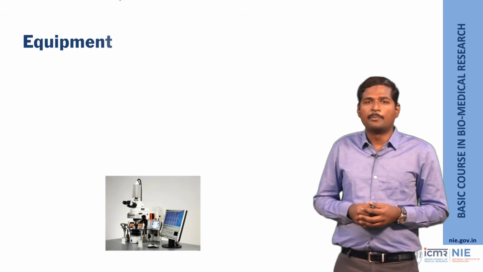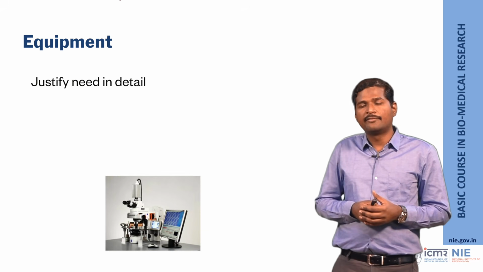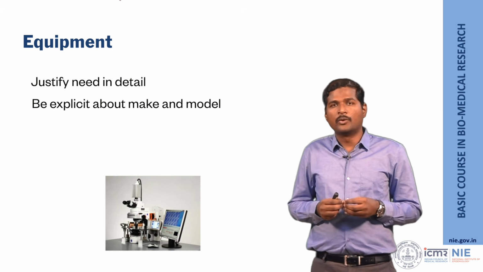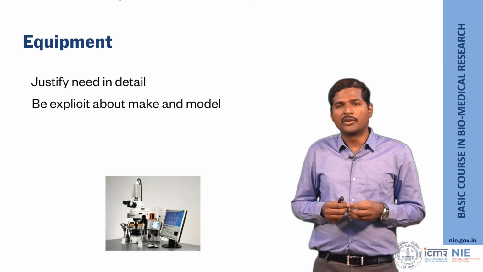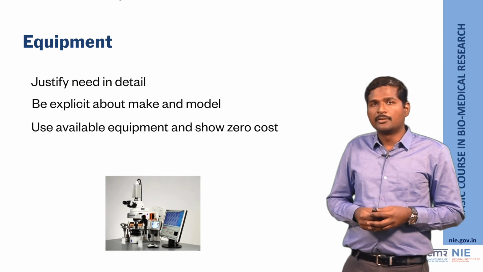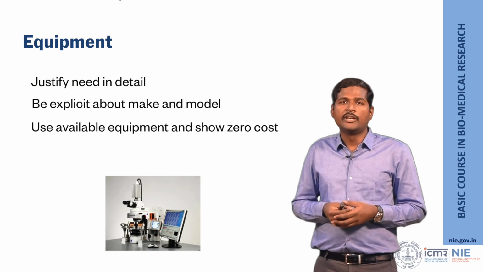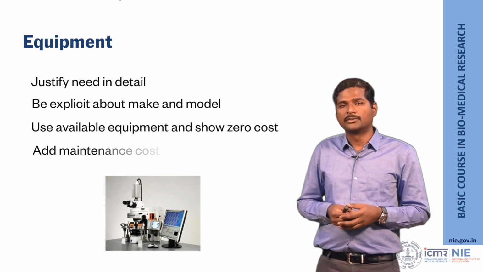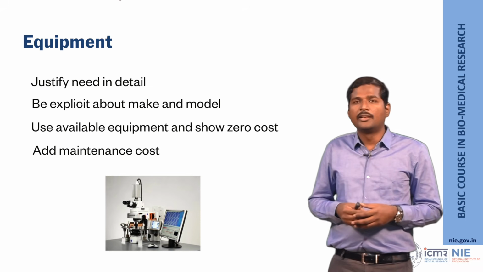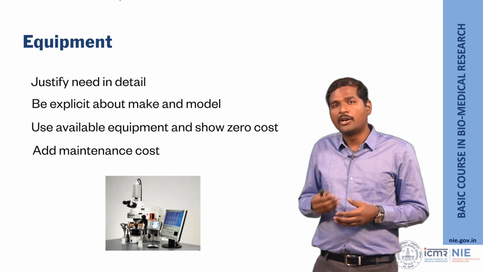Let's talk about equipment. Just like staff members, equipment must also be justified in detail. Be explicit about the make and the model of the equipment that you are willing to purchase for this particular project. If you are going to use available equipment in your institution, please show that equipment and show it as zero cost. This also shows your willingness to commit existing resources. Don't forget to add maintenance cost. For example, if you are buying an expensive laboratory equipment, that equipment may require periodic maintenance.